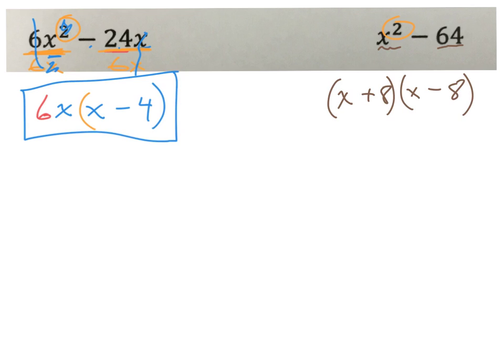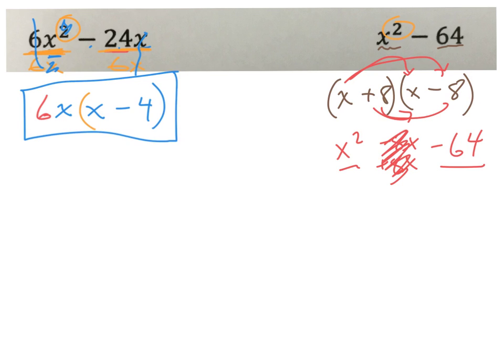And the reason this works is because when we go backwards and multiply through, x times x is x squared, minus 8x plus 8x is going to cancel out, so we no longer have a middle term, and then 8 times negative 8 is negative 64, and we get back to what we started with. We know we have factored that correctly.